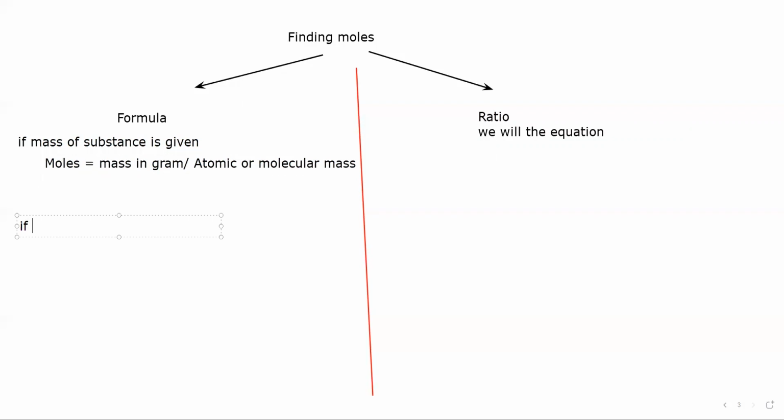The second formula, if the volume of the gas is given. The second formula for moles: moles equal volume of the gas in decimeter cube divided by 24. That is the second formula to calculate the moles, and this is valid if the volume of a gas is given.